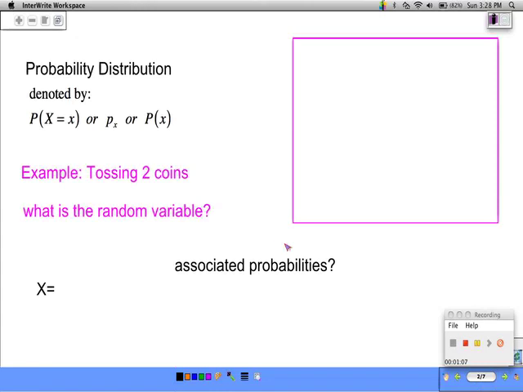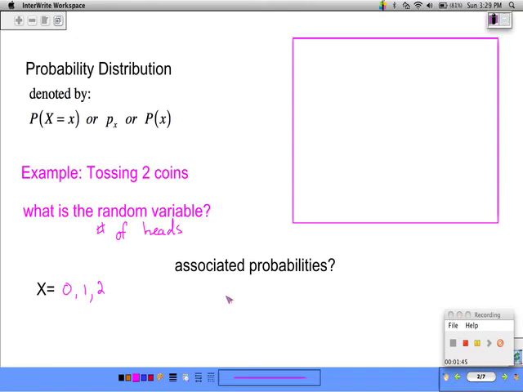So a probability distribution is denoted by one of these three things where x is the random variable. An example here is tossing two coins. The random variable might be the number of heads that we get. So the possibilities for x are x equals 0 heads, or 1 heads, or we could get 2 heads. Those are all of the possible values that the random variable could take on.